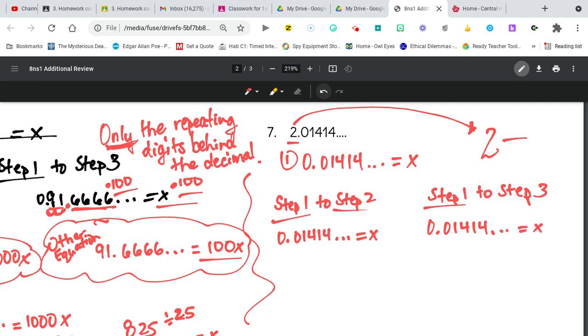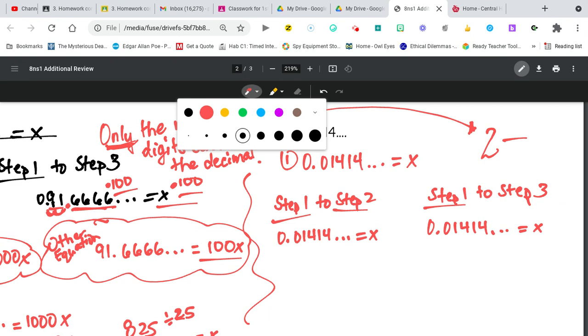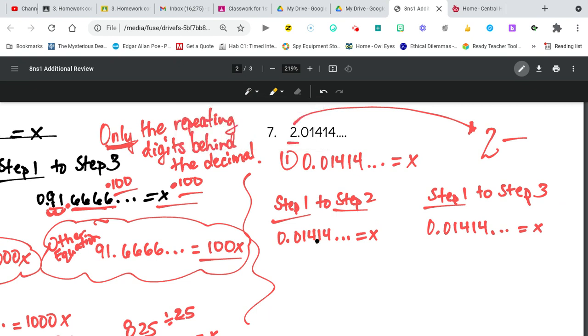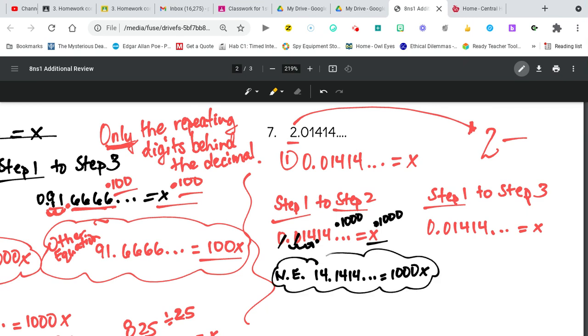In step 1 and step 2, it says get the repeating digits in front of the decimal. Well, the 1 and the 4 are repeating, so I need a 1 and a 4 in front of the decimal. So I need to move my decimal there. That's 3 places, which helps me to see I'm multiplying both that decimal and the x by 1,000. So that's going to make the new equation 1, 4. I don't need that 0. I can drop those zeros when I move it. 1, 4, 1, 4, and so on. And then this is 1,000x. So that's going to be one equation that I'm going to use when I stack.